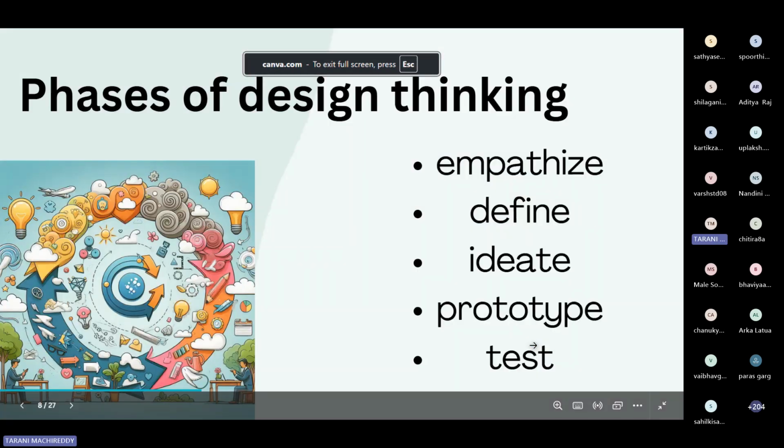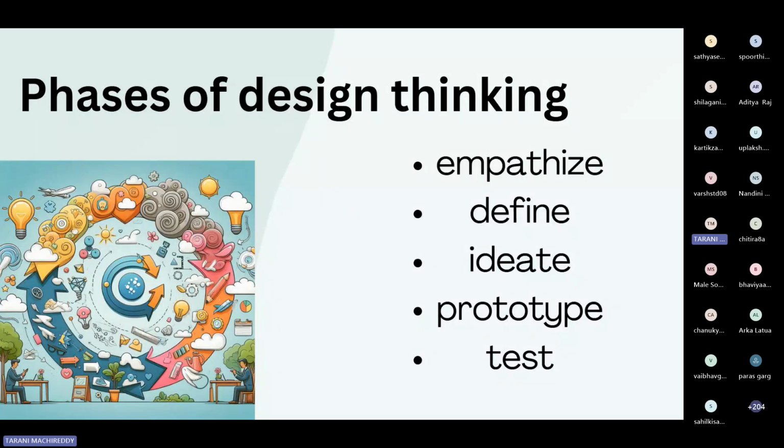Next we'll move into the phases of design thinking. Some of you may have an idea about them. The phases of design thinking include empathize, where we understand the user needs; define, where we reframe the problem; ideate, where we generate creative solutions; prototype, where we bring ideas to life; and test, where we test the product. So these are the five main phases in design thinking.